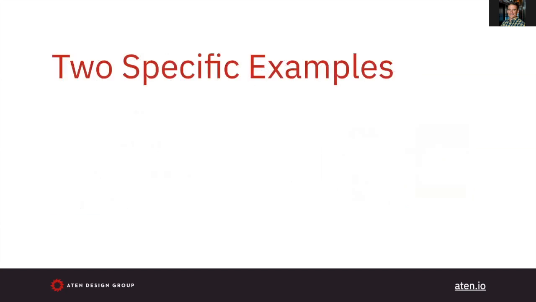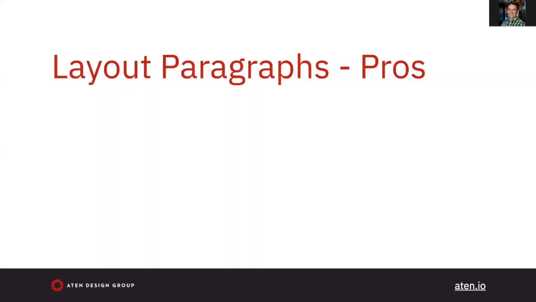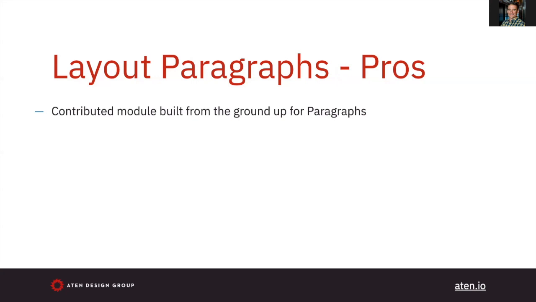So we're going to dig into 2 specific examples. The first being Layout Paragraphs, then Layout Builder. So I'll talk through Layout Paragraphs and show some examples of how that works. And then I will turn this over to James, and he'll talk through some of the work we've been doing with Layout Builder. So let's start with Layout Paragraphs. I'll just talk through what Layout Paragraphs is and what some of the pros for Layout Paragraphs are. So Layout Paragraphs is a contributed module that's built from the ground up specifically for managing paragraphs within content types. So if you're coming from a paragraph workflow, this works with what you already have.